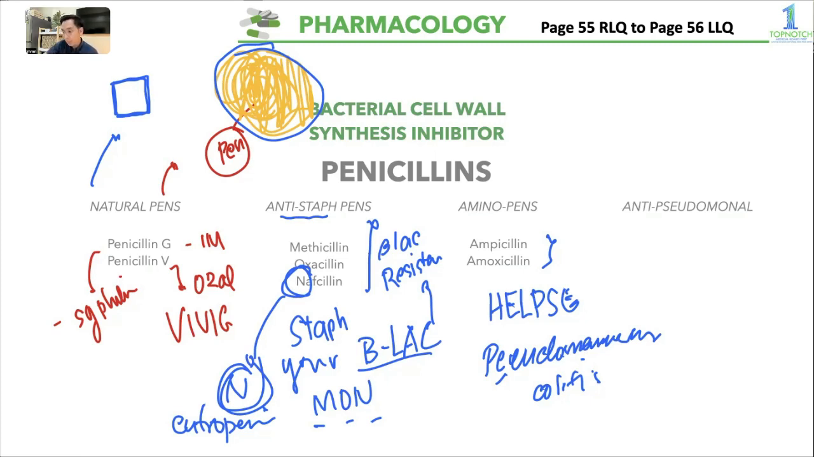Okay? And lastly, under your penicillins, we have your anti-pseudomonal penicillins, no? Ang palatandaan ko dito is PET in the city. No? PET in the city. PET for piperacillin. P for piperacillin. City, no? City is carbenicillin and ticarcillin. Okay? So yun yung ating mga anti-pseudomonal penicillins.